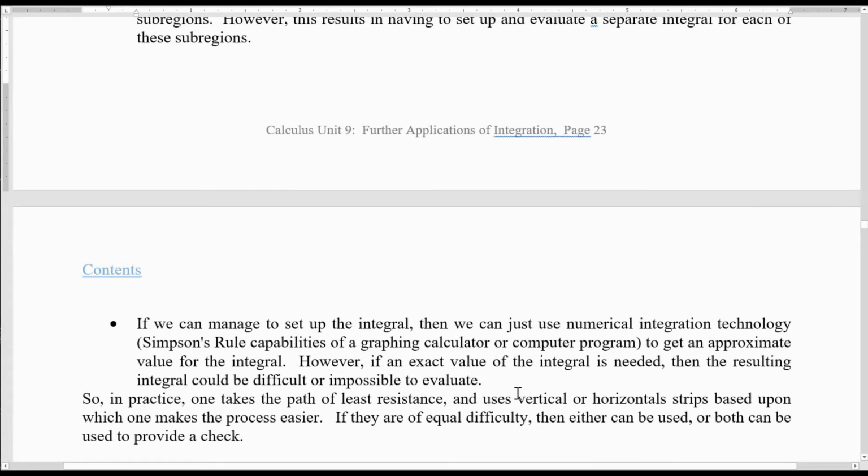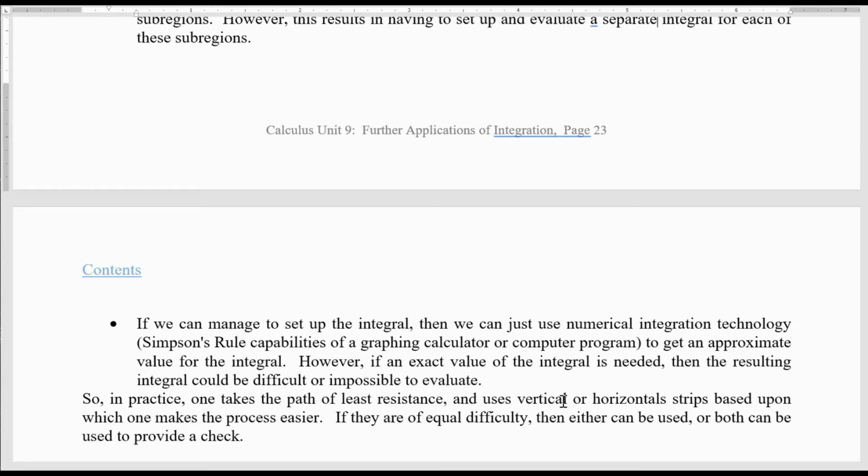If we can manage to set up the integral, then we can just use numerical integration technology, such as the Simpson's rule capabilities built into your graphing calculator or computer program, to get an approximate value for the integral. However, if an exact value of the integral is needed, then the resulting integral could be difficult or even impossible to evaluate, so that could be a problem as well.